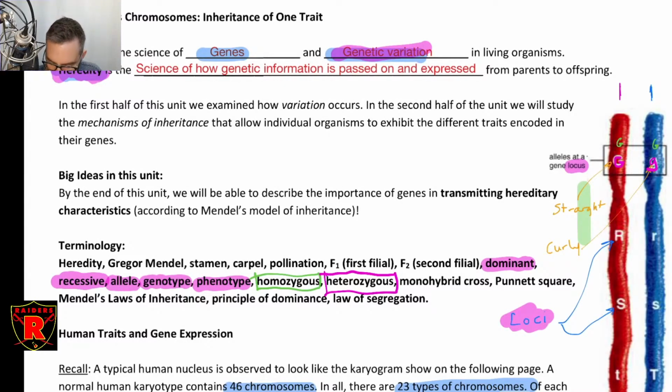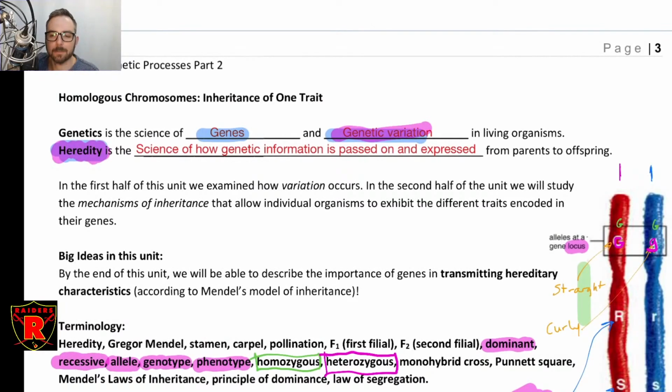Let's talk about where we're headed with this. So, why do we care? Why are we even doing this? Well, for the next, normally I would say week, but now I'm going to say day, we're going to be studying heredity. It's the science of how genetic information is passed on and expressed in offspring. We'll talk about a few plant examples, but we're going to talk about several animal examples of this. And we're in general just going to talk about how things are passed on and expressed.